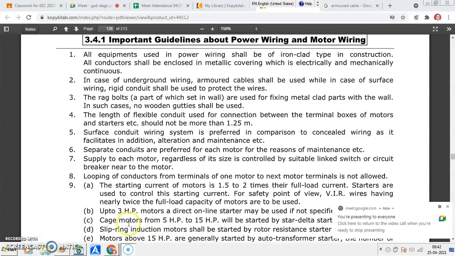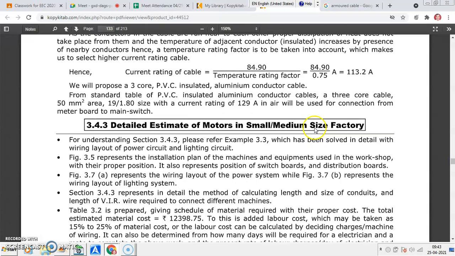Looping is not allowed. We have to do the provision of separate cable for separate motor and separate control circuits. Then you may have the point number 9.